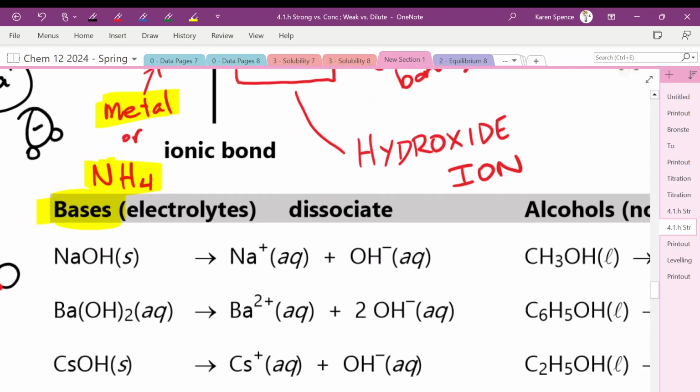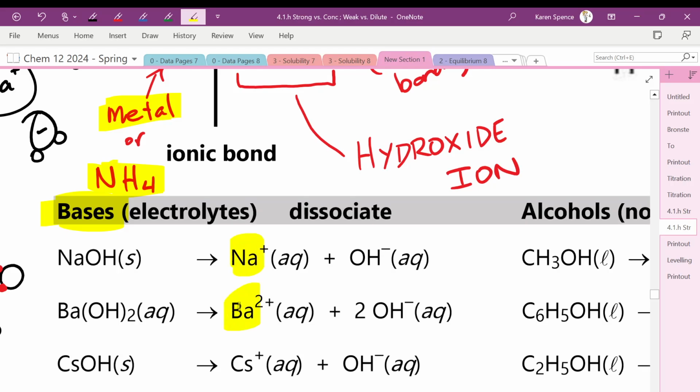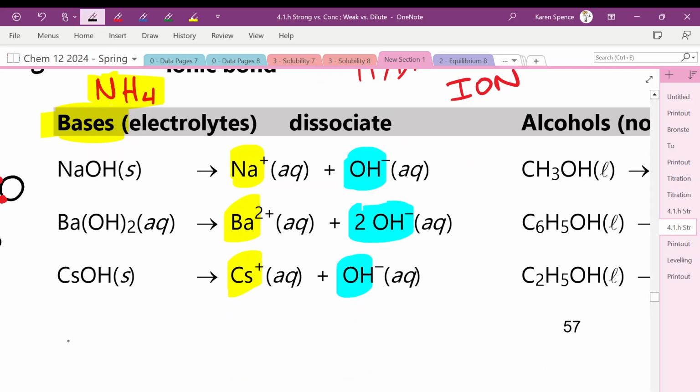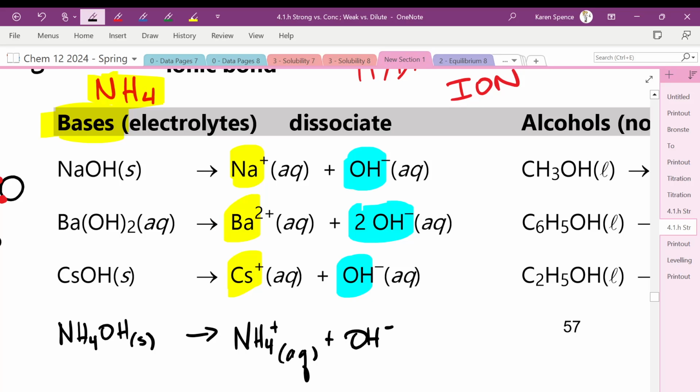So you can see here's all our bases. We've got our metal, metal, metal, and we have our hydroxide, hydroxide, hydroxide. Just for completeness, I should have NH4OH. You would end up with NH4 plus because that's also an ion, and OH minus. So all of those are your bases.